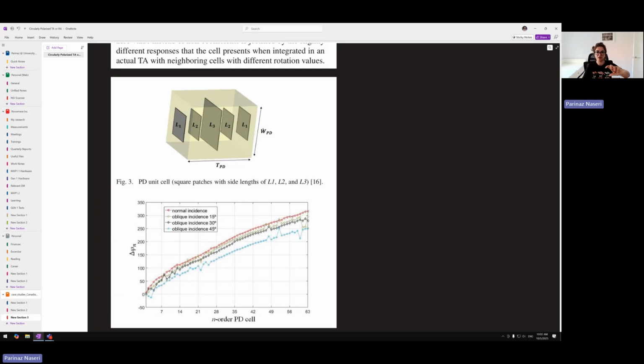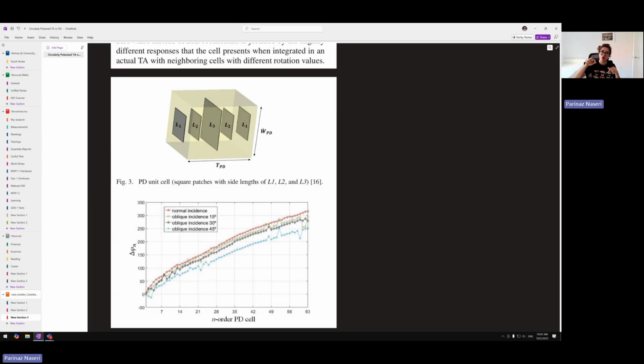So basically, I'm adjusting 3 dimensions because these are squares. This is the type 1. The X and Y are equal. I'm choosing 3 different L's basically to get different phase shifts.